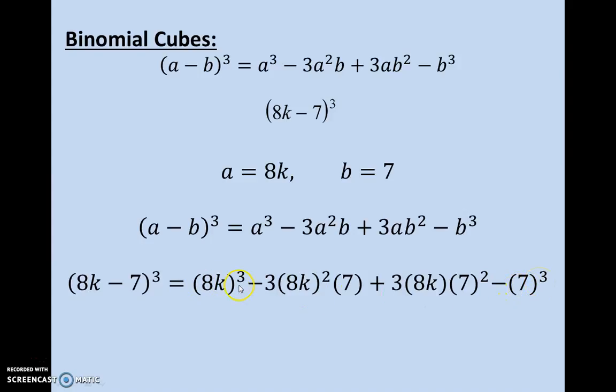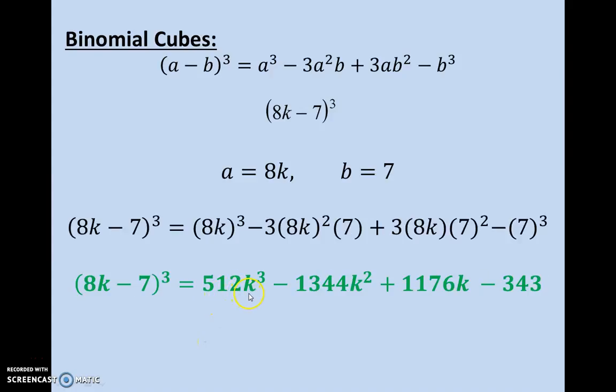All right, I definitely need to use a calculator when I'm working this out. So the first term is going to be (8k) cubed, which gives us 512k cubed. This one's fun because you have to square the 8k first. So you're going to get 64, multiply that by the negative 3 and the 7, and so you'll get a negative 1,344k squared. Here you want to make sure you're squaring the 7 first, and then multiplying that with 8 and 3 to get 1,176k. And then, of course, 7 cubed is 343.